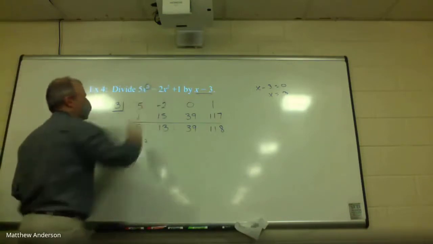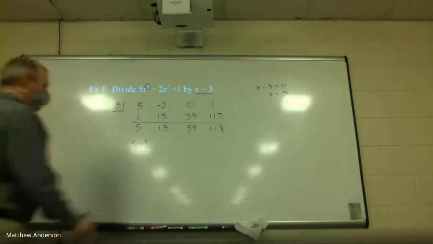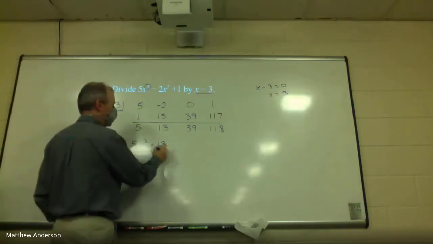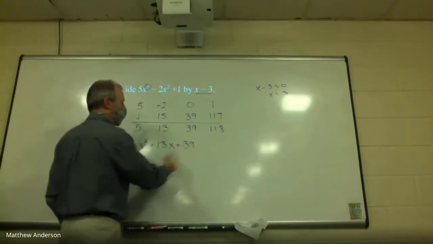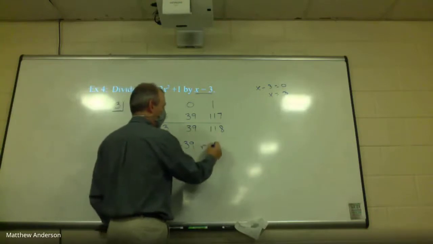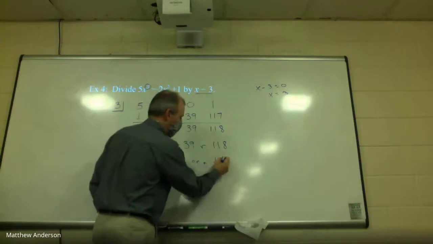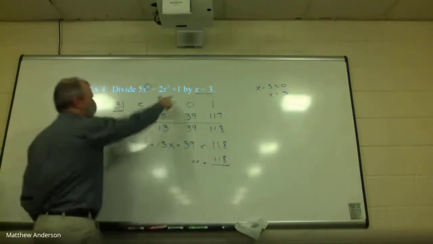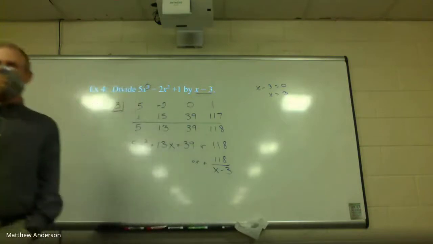Yep, it was x cubed. It always goes down by 1. So now it's only x squared. Okay, then plus 13x, and then plus 39 with no x's. And then this last one, remainder 118. Or we could write it plus 118 over what we divided by, x minus 3. Right? We have those two options.